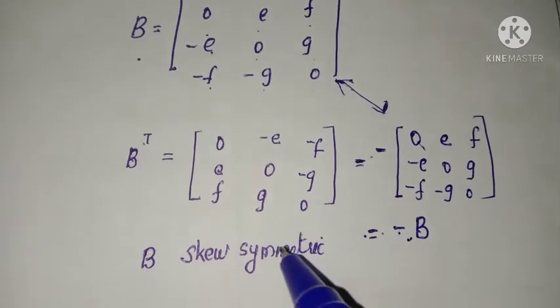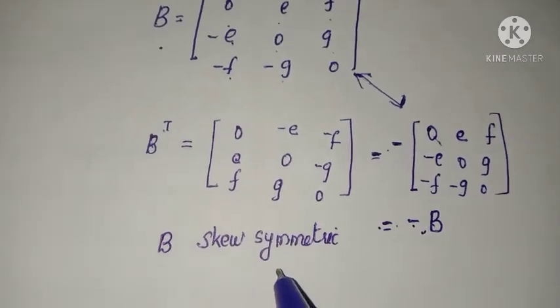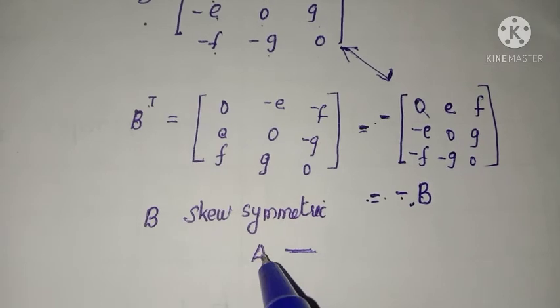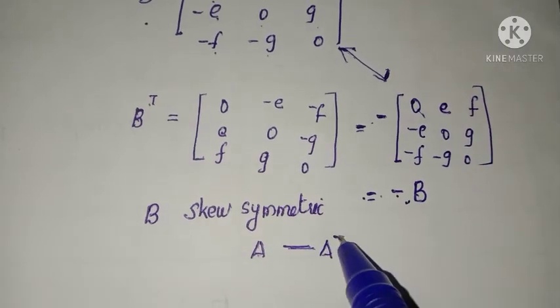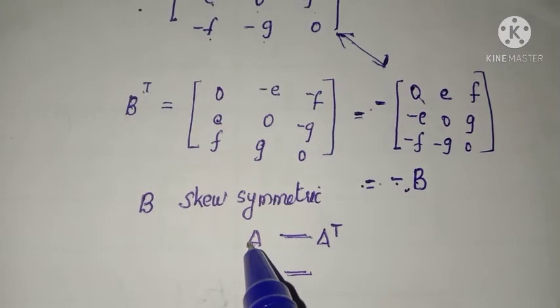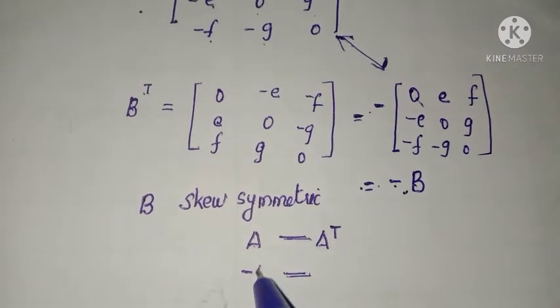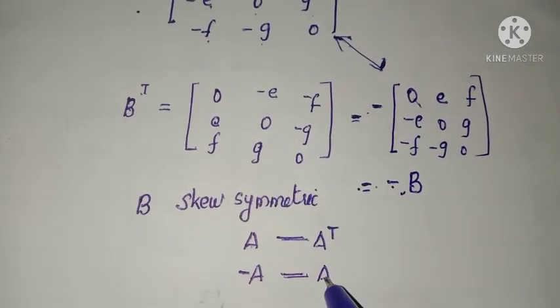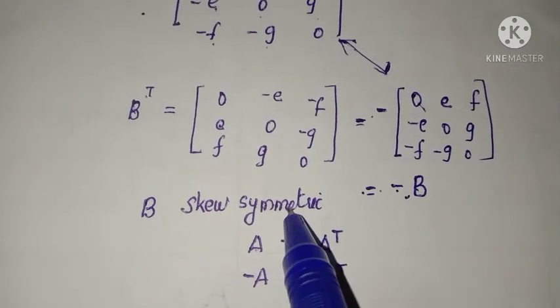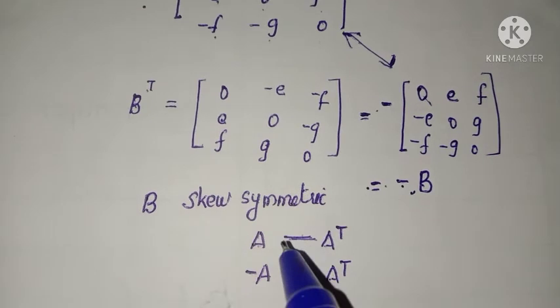So symmetric and skew symmetric both are different. A matrix A is said to be symmetric if A is same as its transpose. At the same time, A is said to be skew symmetric if minus A is equal to A transpose. So this is the difference between symmetric and skew symmetric matrix.